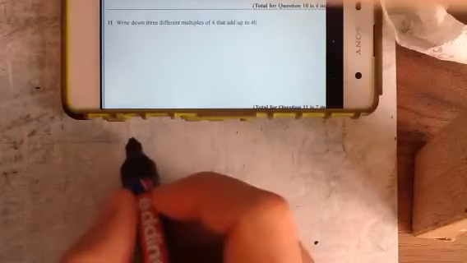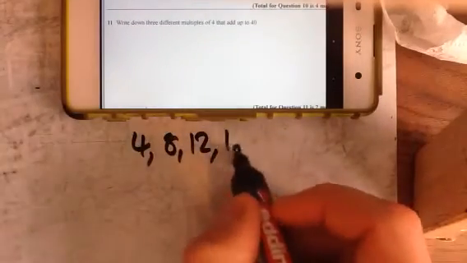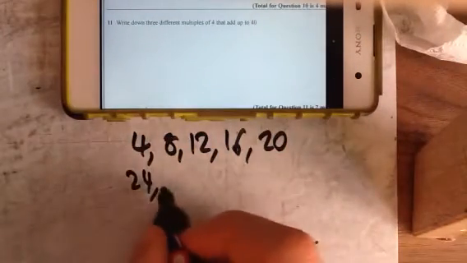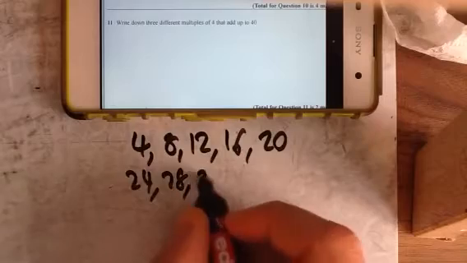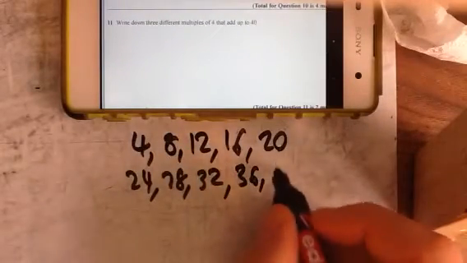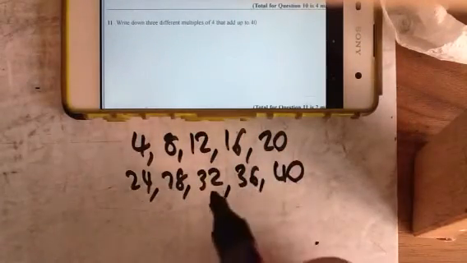Now to do this, I'm going to write down my multiples of 4, which is 4, 8, 12, 16, 20, 24, 28, 32, 36, and 40. Now I just have to look at it to see which ones can add up to 14.